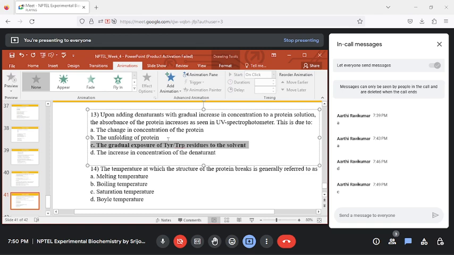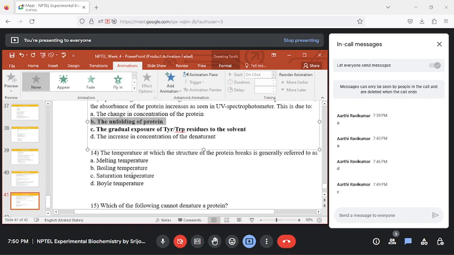When denaturants are added, the protein gets unfolded, because of which these tryptophan residues are exposed to the solvent environment. And because of this, the absorbance is seen to increase in the UV spectrometer. So both options are correct, B and C: the unfolding of protein and the gradual exposure of the residues to the solvent.